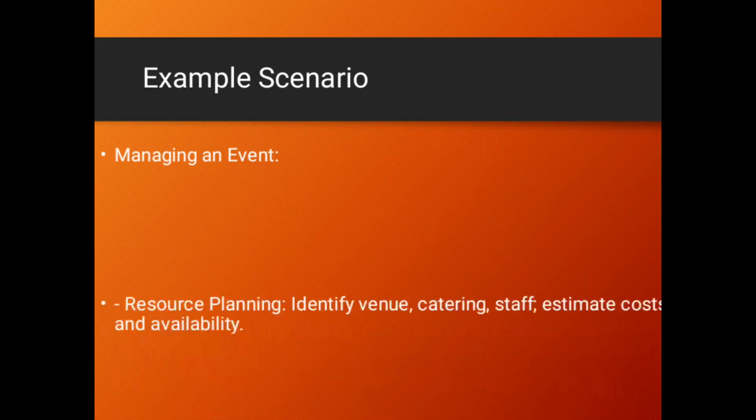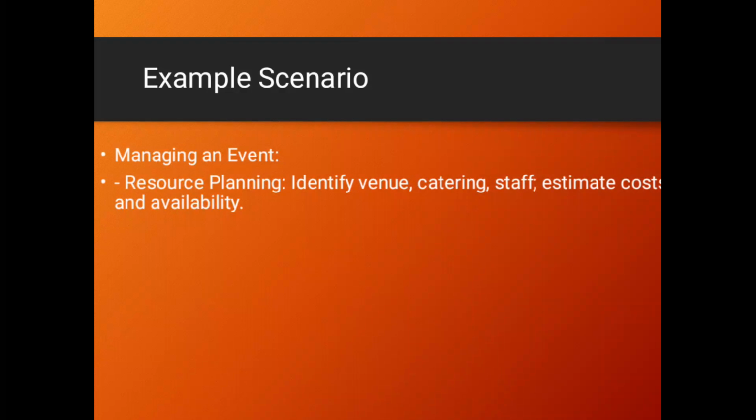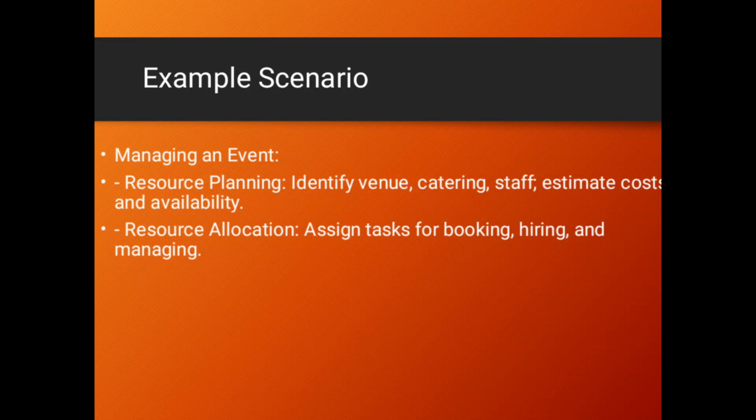Let's look at the following examples. In event management, when you are managing an event, in resource planning, you're going to identify a venue, you identify a caterer, staff, you're going to also estimate costs, and you even need to understand the resources which are available and those particular resources which are not available at that moment.